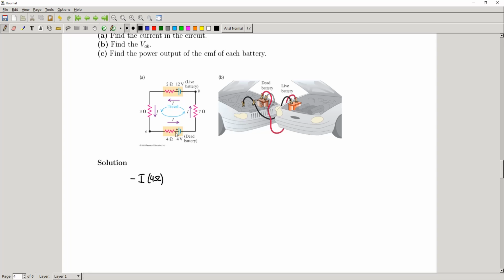We're then going to move across our EMF here. We're moving from positive to negative, right? So we're going downhill in a sense. So again, we're going to pick up a minus sign.